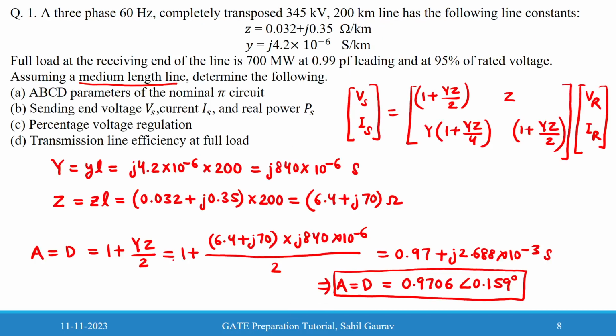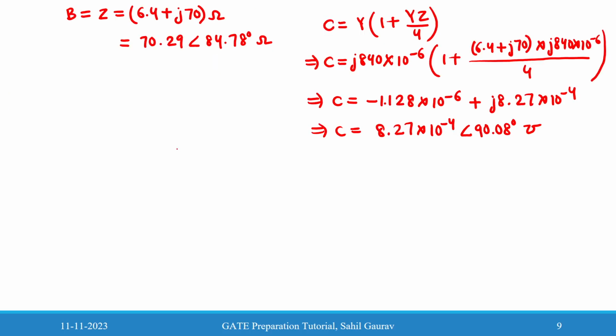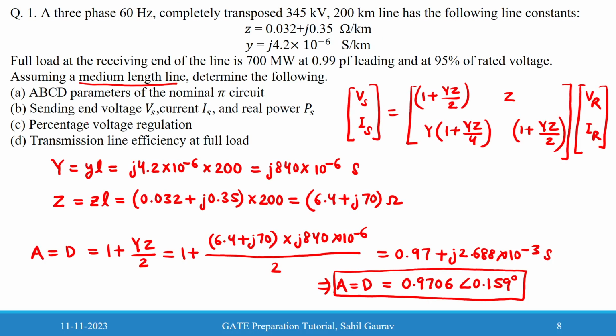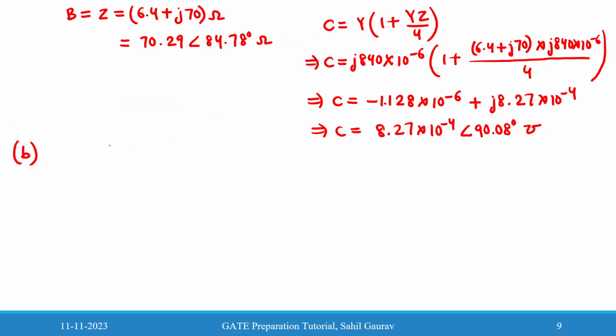So in the first part we have calculated the ABCD parameters of the nominal pi circuit. Now we are going to calculate part B, that is the sending end voltage, current and real power PS. So we will use this expression: Vs is equal to A VR plus B IR. Can anyone tell me whether these Vs and VR are phase voltages or line to line voltages?